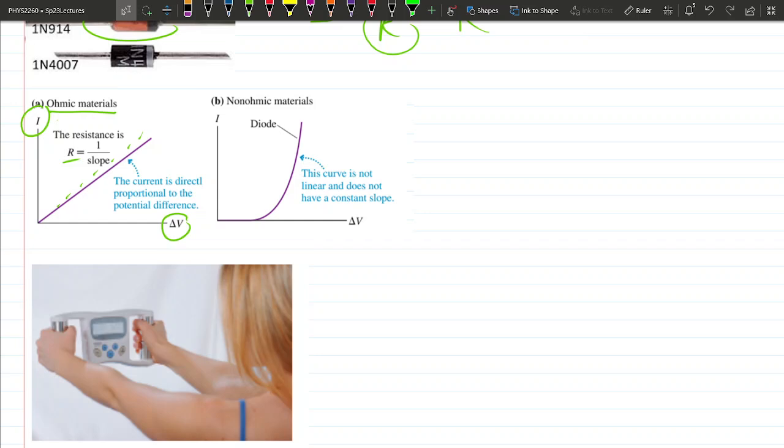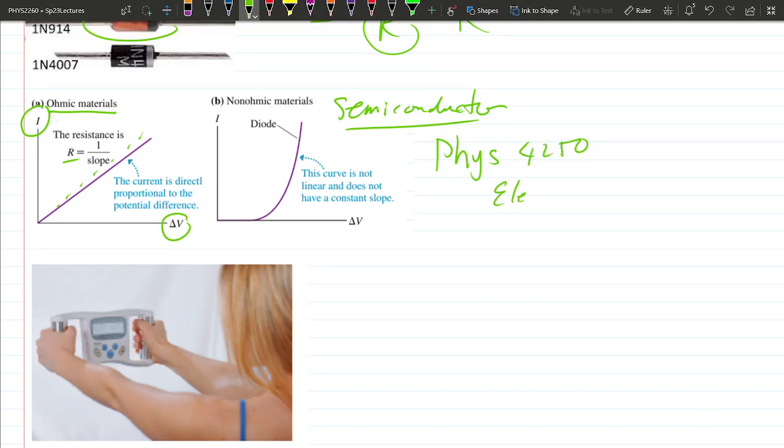This is a semiconductor material, and in case you're interested in learning more about this stuff, there's the next version of this class, which is called Physics 4250, offered in the fall semester. It's just analog and digital electronics. All right.